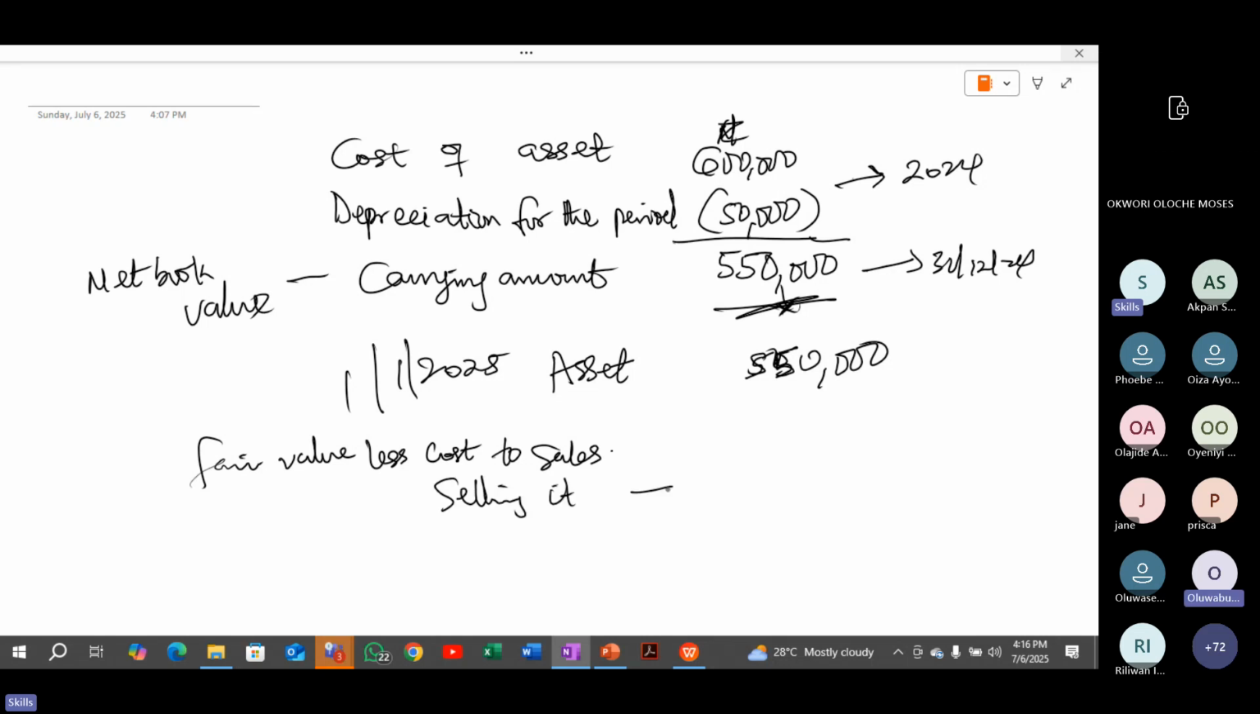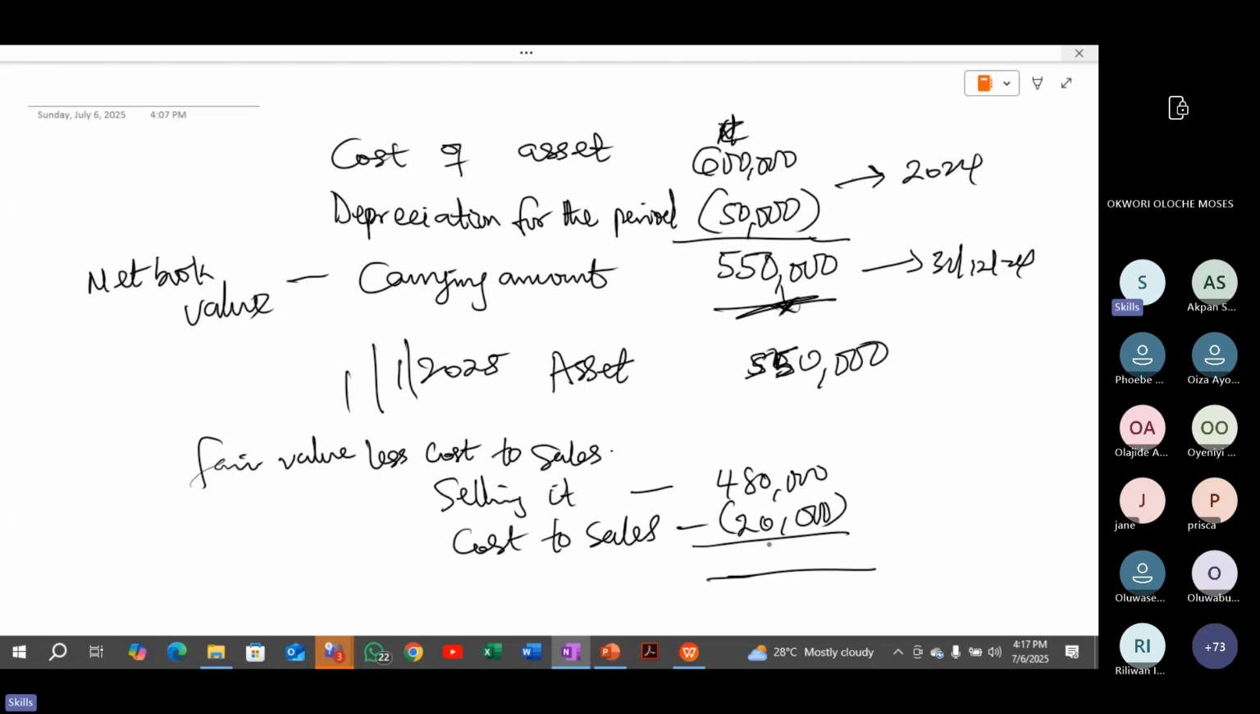So that means, if I'm selling it at 480, and cost to sell, we said we will use 20,000 naira to refurbish it. Accountant, how much will we get at the end of the period? What will be the money that will flow back to you? You will have the raw cash of 460. That is your NRV, net realizable value. That means the net, what you will get at the end of the period.